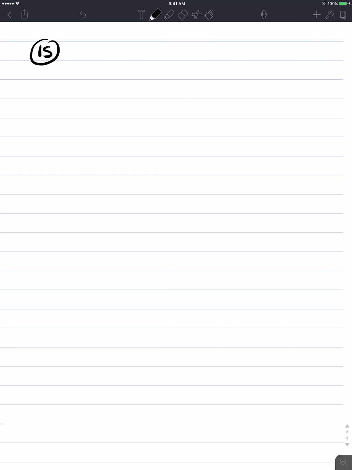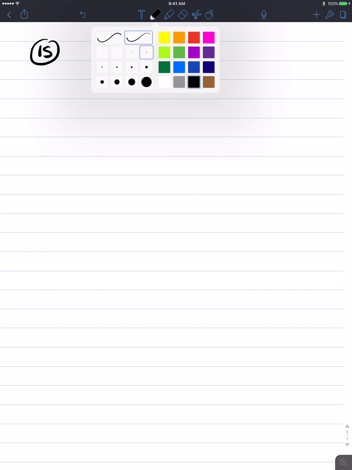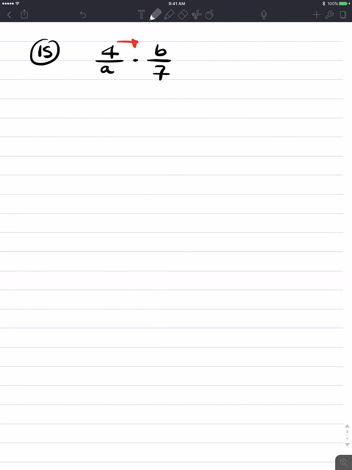Number 15. 4/a. Let's make this an a. Times b/7. We are going to multiply. This is the operation. When we multiply, we get 4 times b over a times 7. If I take a closer look, the 4 can be written as 2 times 2.